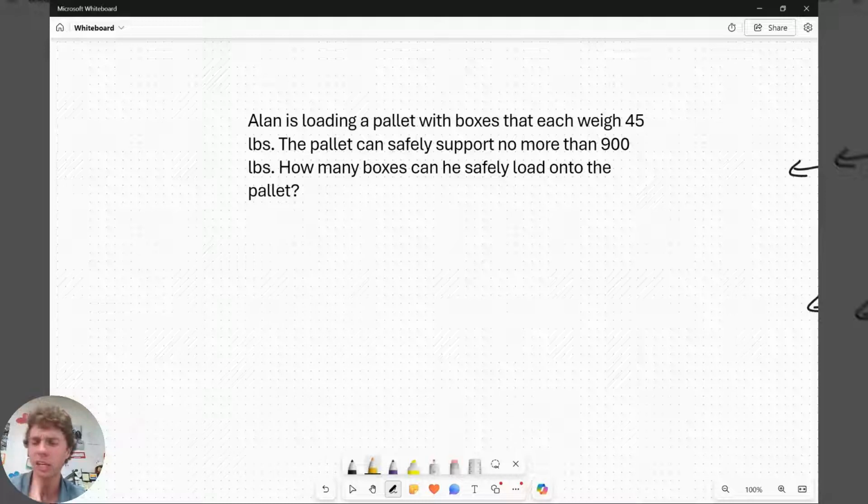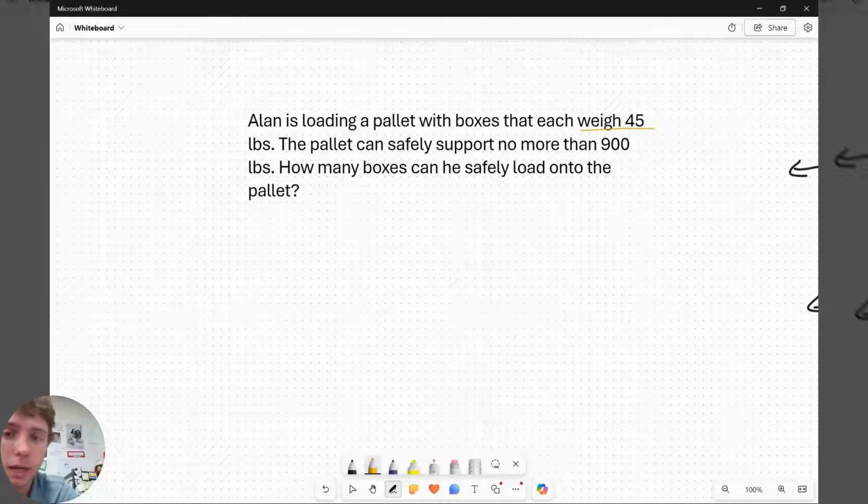Today we're still looking at solving equations, but now we're looking at something slightly different. These are called inequalities, and let's set that up with this word problem here. Alan is loading a pallet with boxes that each weigh 45 pounds. The pallet can safely support no more than 900 pounds. That's wording we're going to talk about. And what we're being asked to do is find how many boxes he can safely load onto the pallet.